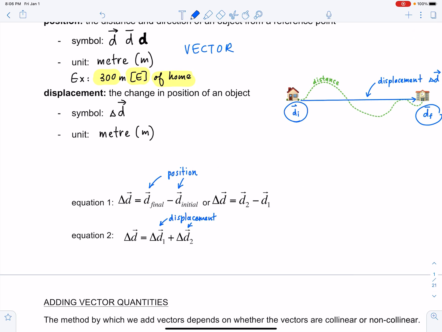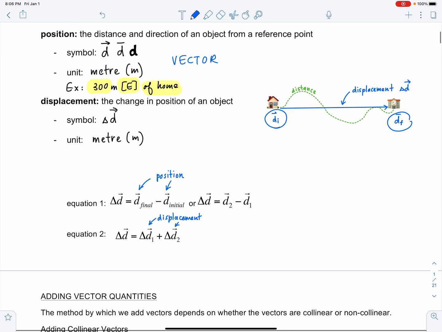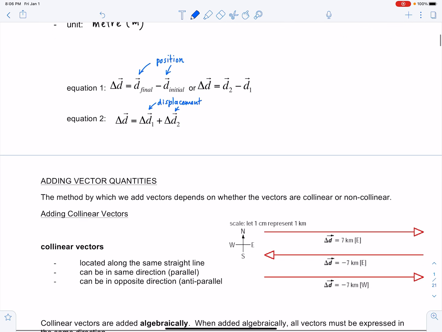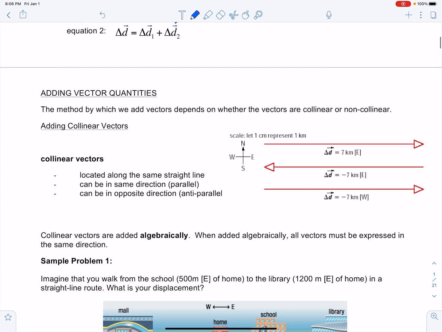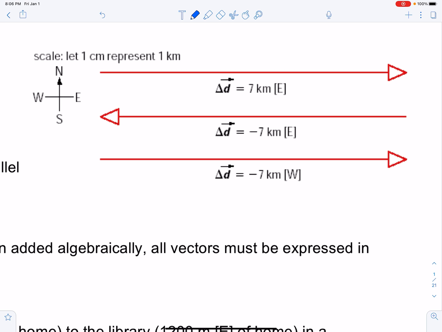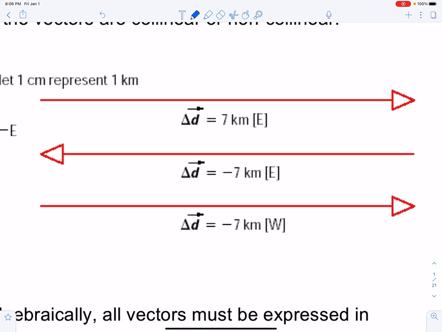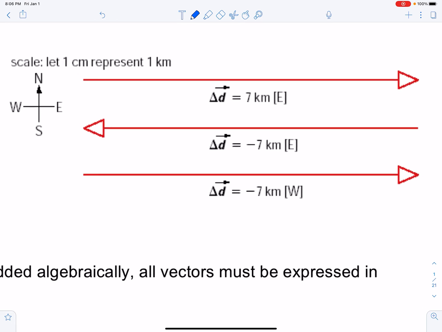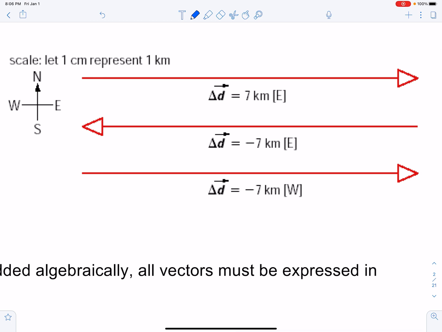But before we do, we have to learn some rules for adding vector quantities. Vector quantities cannot just be added like regular numbers. They have to be added using a special rule because they have a direction incorporated with them. Okay, so let's take a look at these three vectors. We can represent a vector with a straight line with an arrowhead showing direction.